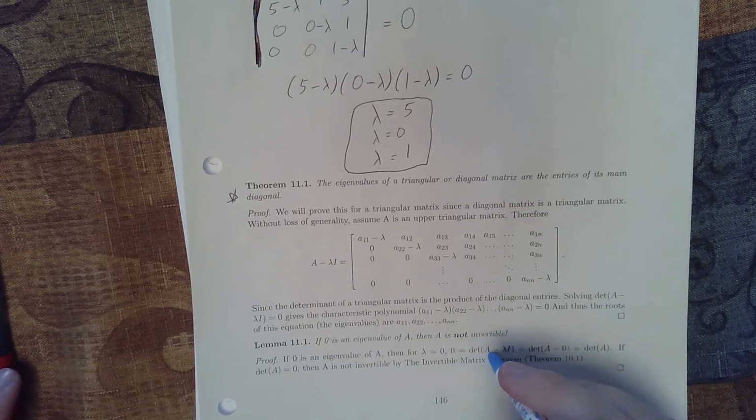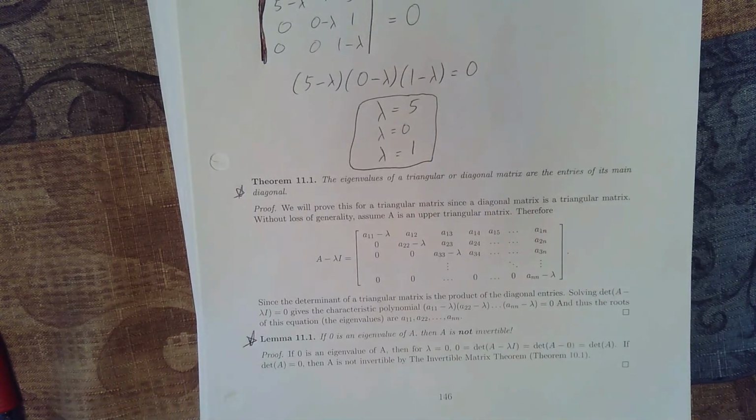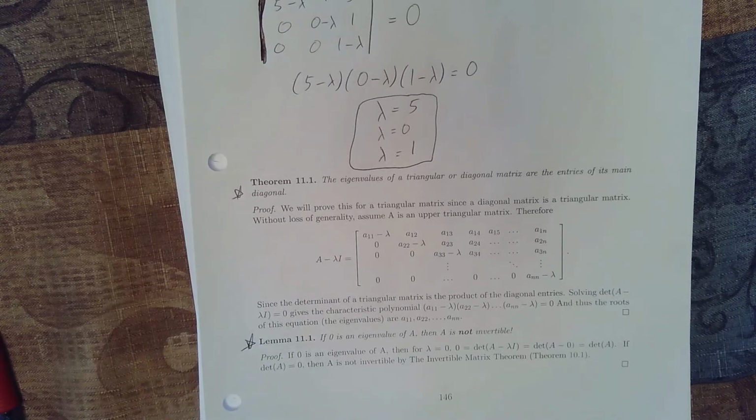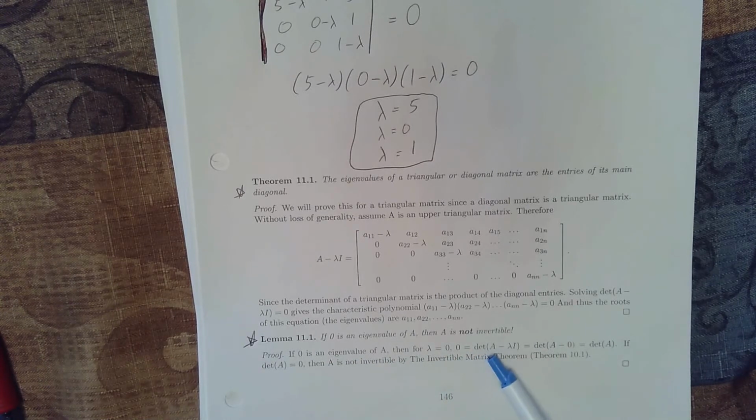We also have a nice little lemma here that says that if 0 is an eigenvalue of a matrix A, then that matrix is not invertible. This comes from using our invertible matrix theorem. If 0 is an eigenvalue of the matrix, then for lambda equals 0, 0 equals the determinant of A minus lambda I, which is the determinant of A minus 0, which is just the determinant of A. And that means the determinant of A is 0. So if the determinant of A is 0, then by the invertible matrix theorem, it's not an invertible matrix.